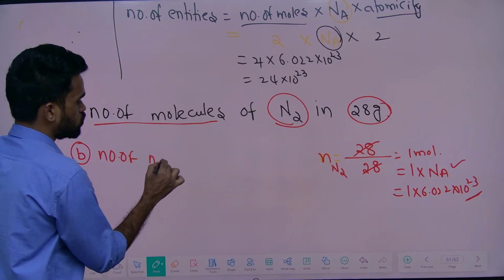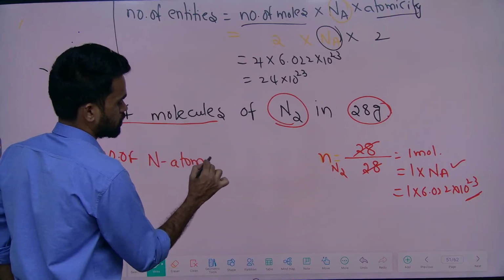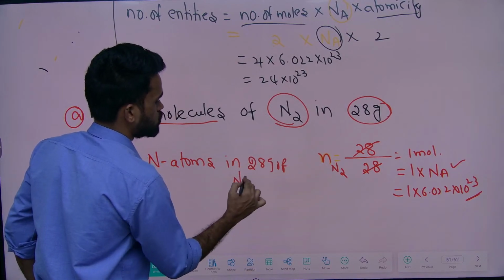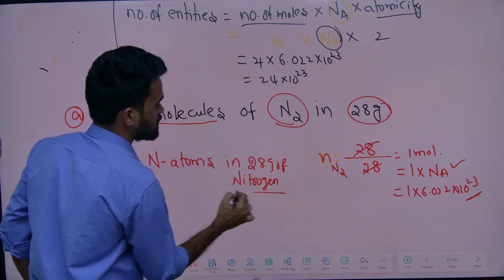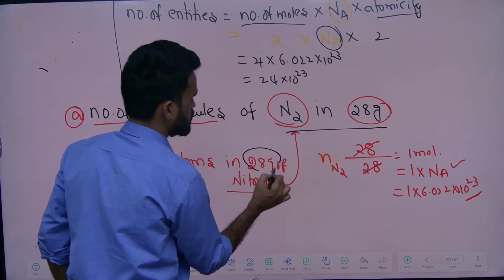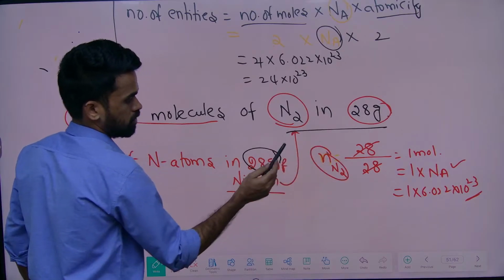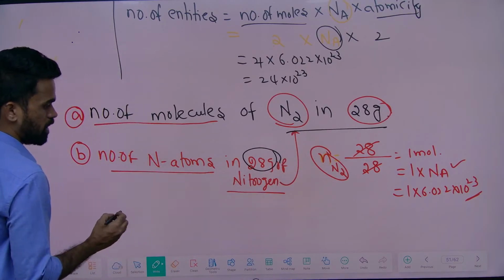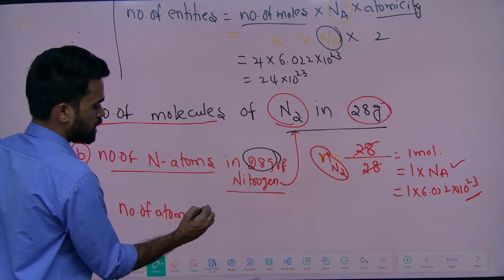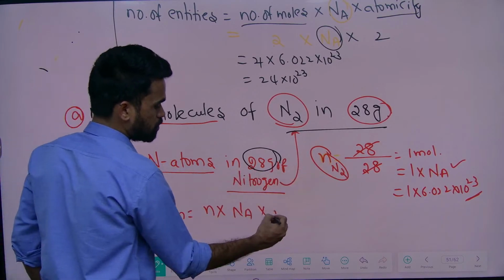Number of nitrogen atoms, they will ask. Nitrogen atoms in 28 grams of nitrogen. If they mention just nitrogen, consider this as a nitrogen molecule. So the nitrogen molecule quantity, how much do they mention? 28 grams. So you are going to get N2 molecules here first. When they ask about number of atoms, what I told you: first find number of moles, multiply that with Avogadro number, and then multiply with atomicity.